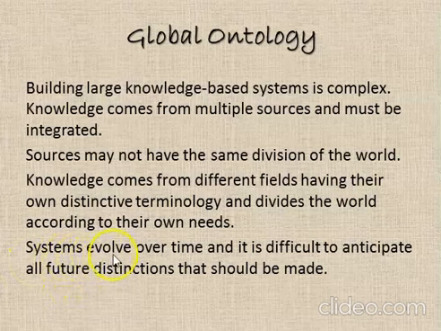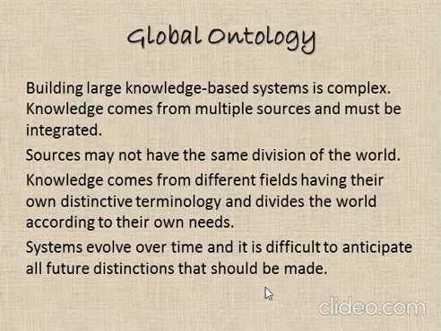The systems evolve over time and it is difficult to anticipate all future distinctions that should be made. Moreover, the system or knowledge about an object may change from time to time. So we cannot have a definite, accurate, precise definition for identifying that object. The same object will have different definitions or descriptions from different angles.